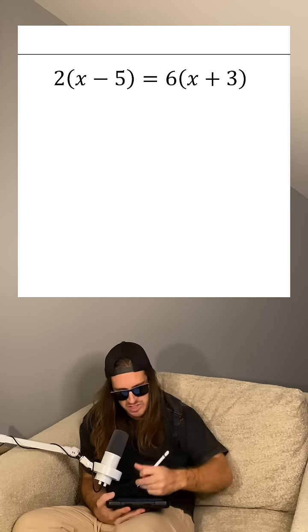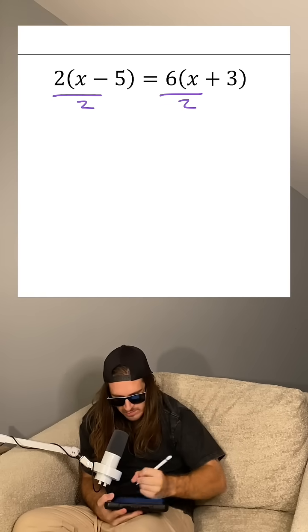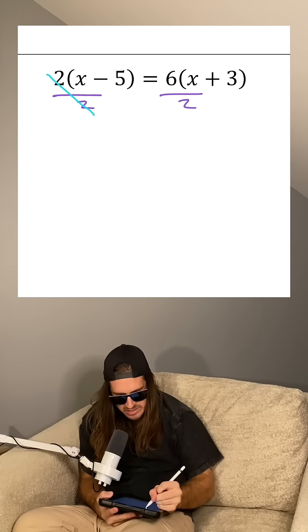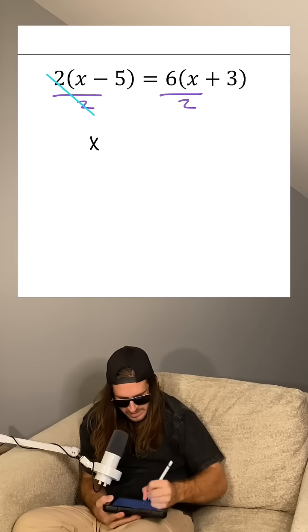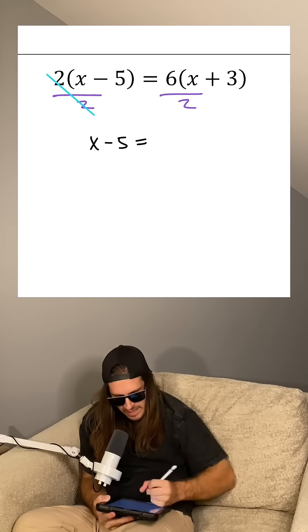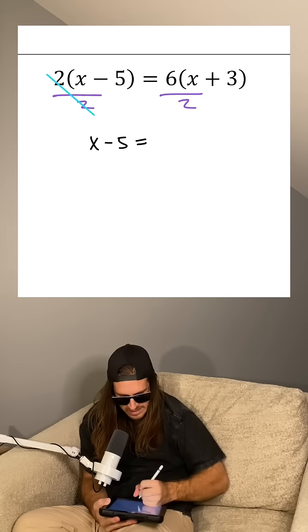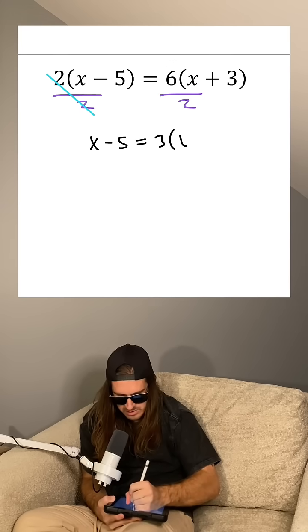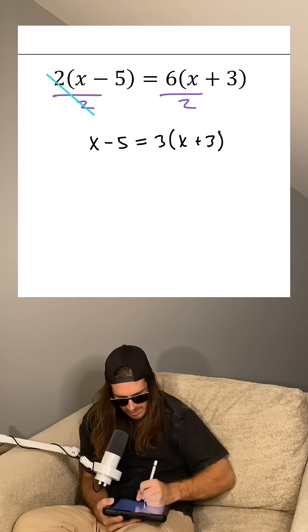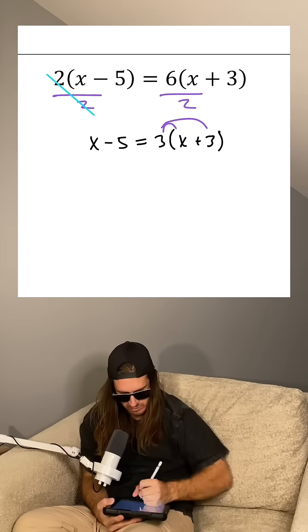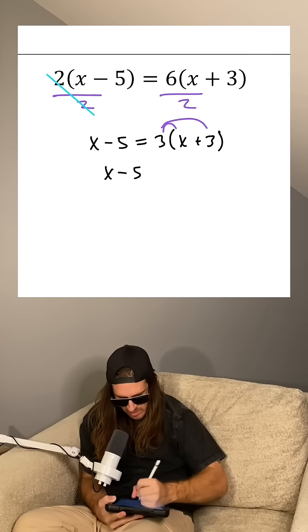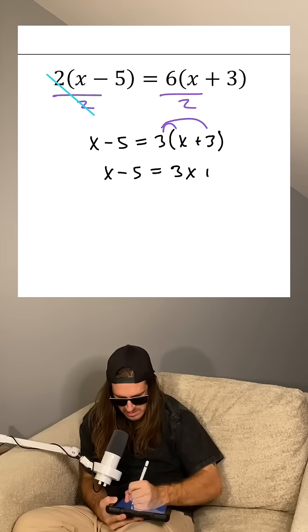And that is, instead of distributing, we can divide both sides by 2. That will cancel out these 2's, bringing down the x minus 5. But then right here, 6 divided by 2, that's going to leave behind a 3. 6 divided by 2 is 3, meaning we now only have one distribution instead of 2. So we have x minus 5 equals 3x plus 9.